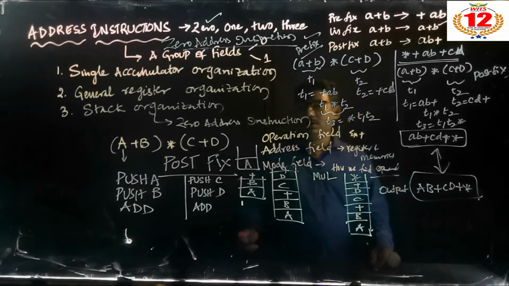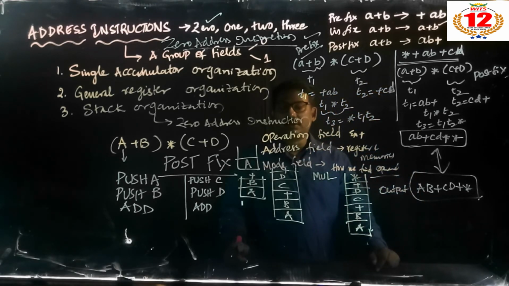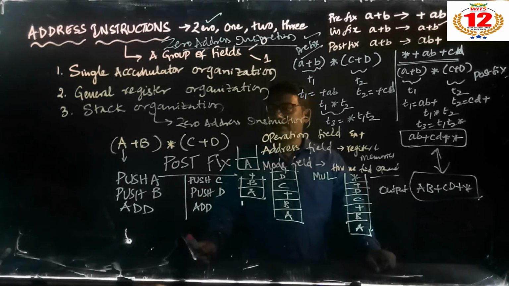So this is about the using of stacks to complete this equation, that is notation is A plus B in braces into C plus D in braces, that is of postfix. So this we are going to generate by stack operation, that is zero address instruction. This is about the zero address instruction. Next it is one address instruction. Then we will go for the two address and three address.